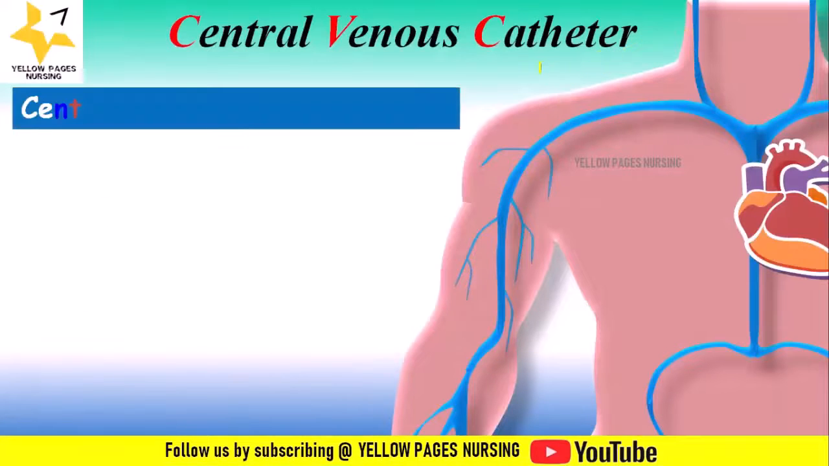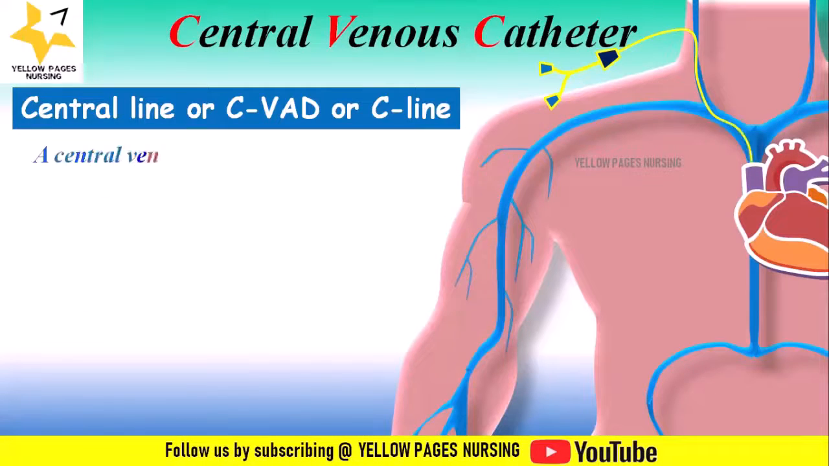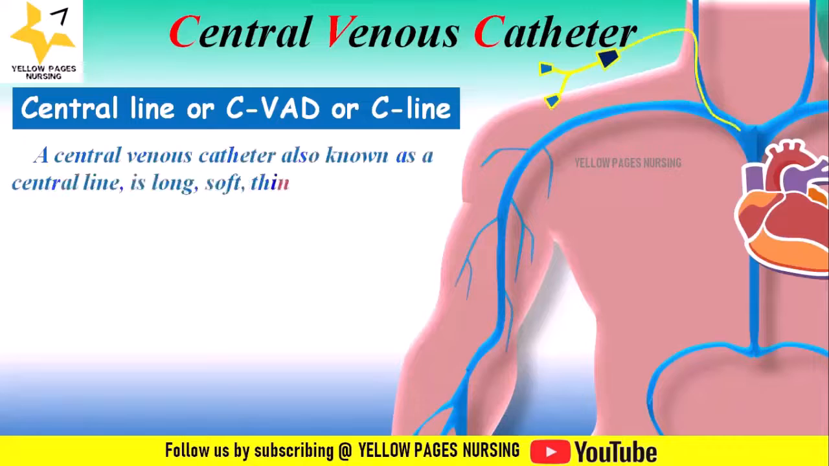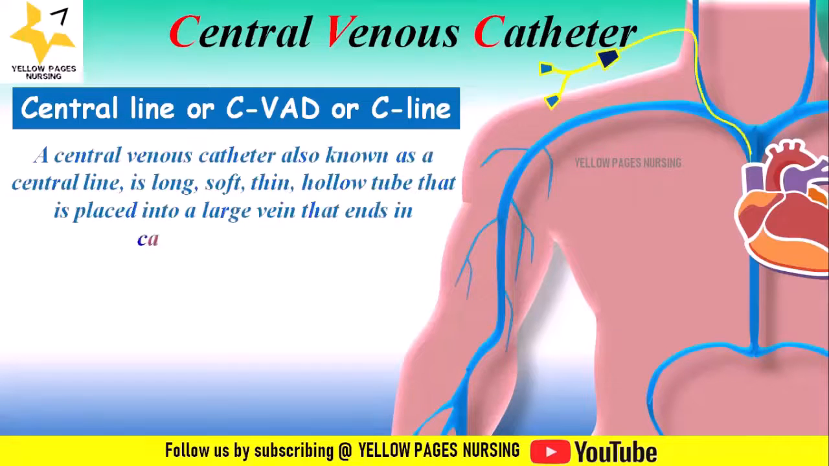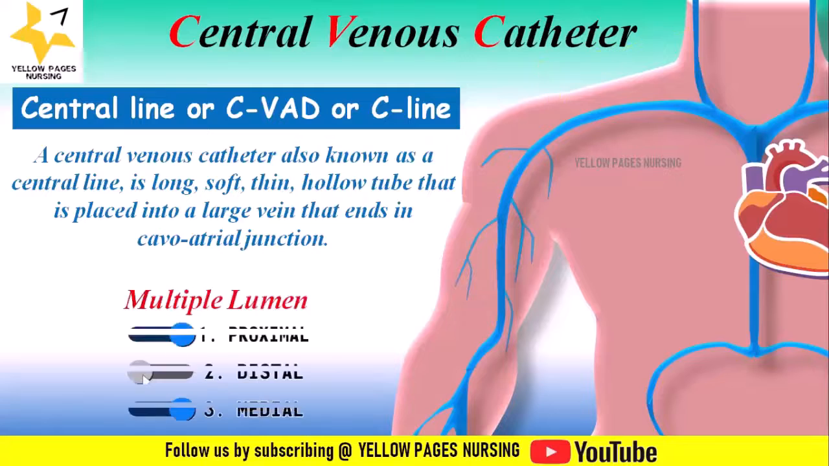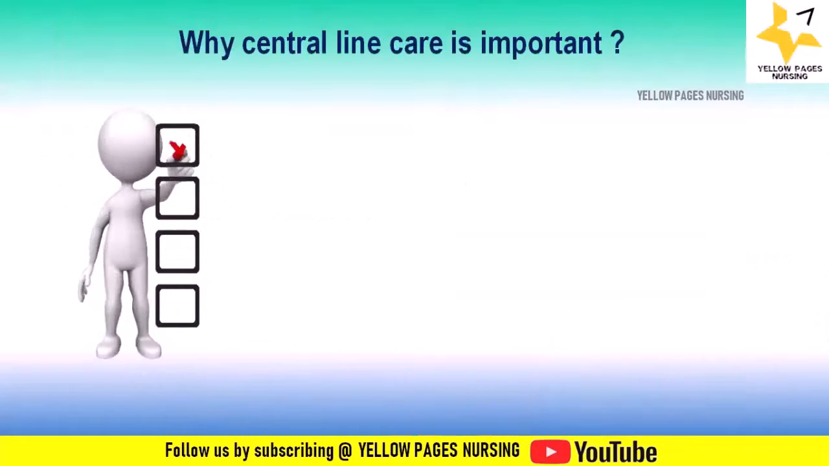A central venous catheter, also known as a central line, is a long, soft, thin, hollow tube that is placed into a large vein that ends in the cavo-atrial junction. A central line catheter comes with multiple lumens named proximal, distal, and medial. Now, why is central line care important?